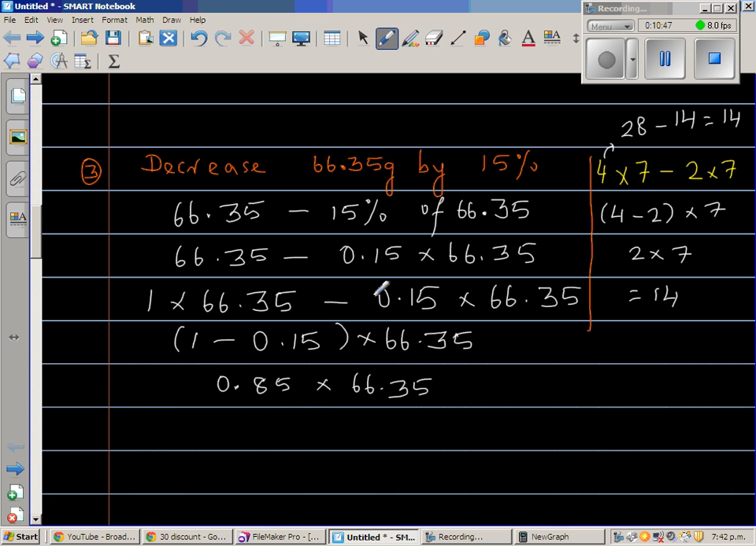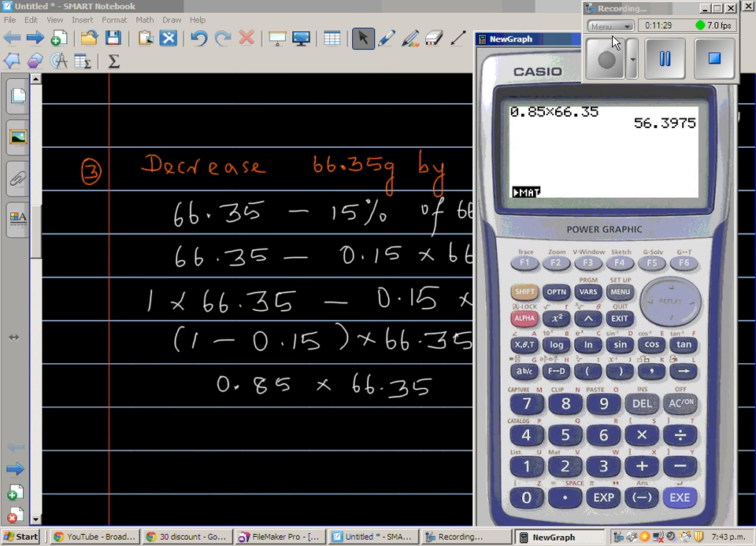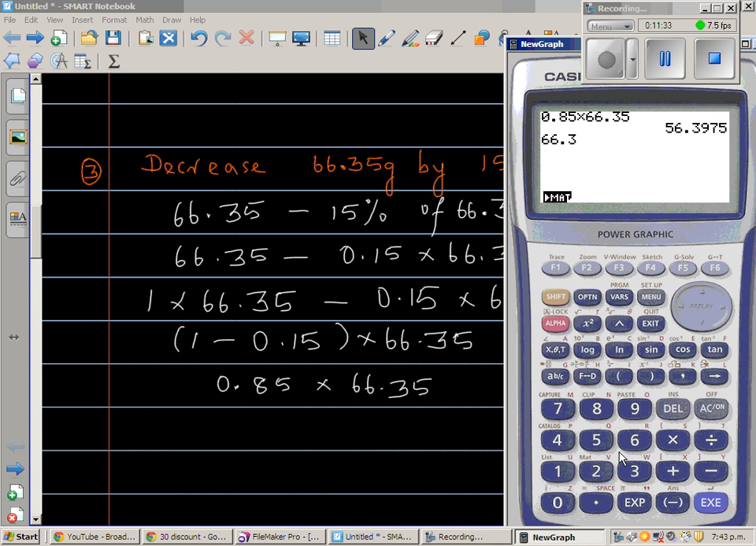66.35. Now, if you think in a different way, when you're reducing something by 15%, how much remains? If you think logically, if you're reducing something by 15%, what remains is 85%. So I hope you can see this 0.85 is nothing but 85%. That way also you can understand. So using a calculator again, this is 0.85 times 66.35, which is 56.3975. If you go 66.35, take away 0.15, which is 15%, so 0.15 times 66.35, you should understand this and this are one and the same.